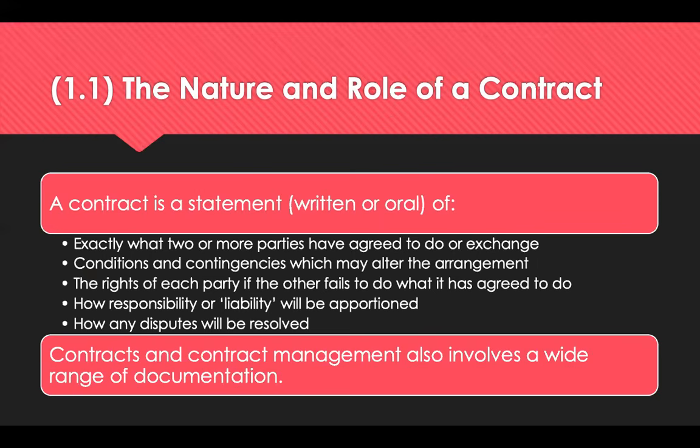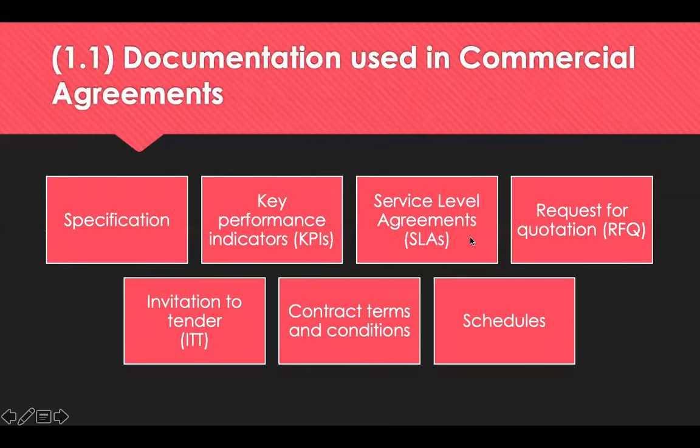Contracts and contract management also involves a wide range of documentation. So these are some of the key documents which we most frequently encounter in commercial agreements. So you've got the specification, the key performance indicators or the KPIs, service level agreements, SLAs, also the request for quote or the tender document, depending on which one you've done, the terms and conditions, and the schedules. The schedules are things like pricing, timings, the use of subcontractors, confidentiality and non-disclosure agreements.